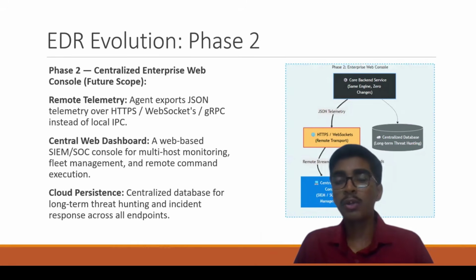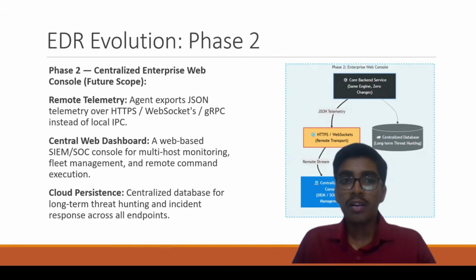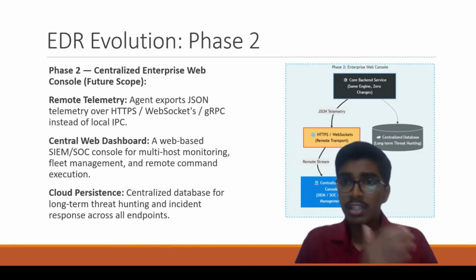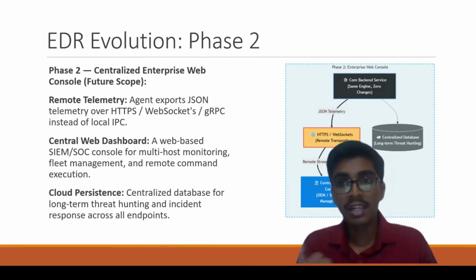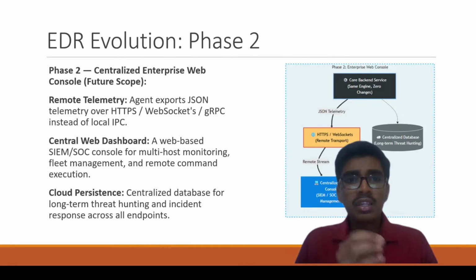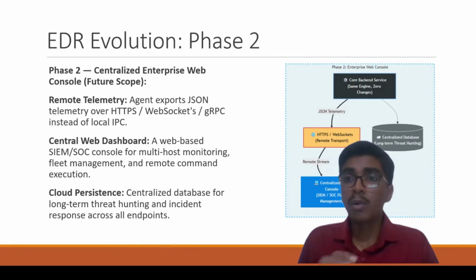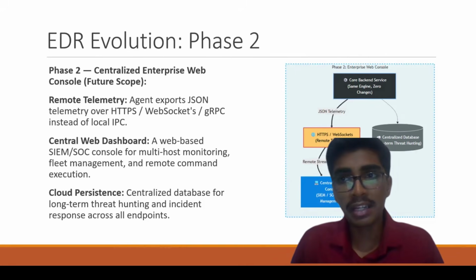Phase two is going to be the cloud or remote part, in which the data we collect from an endpoint is transmitted to the centralized web portal and database using either WebSockets or HTTPS. This web console is going to monitor multiple hosts, manage all these different endpoints, and react and respond based on the threats detected.